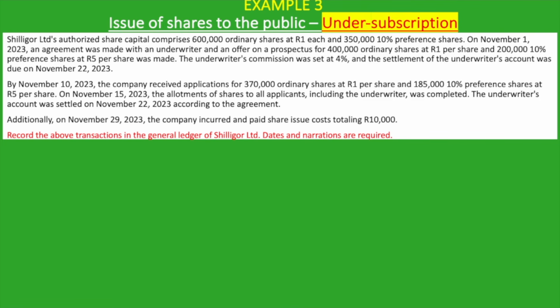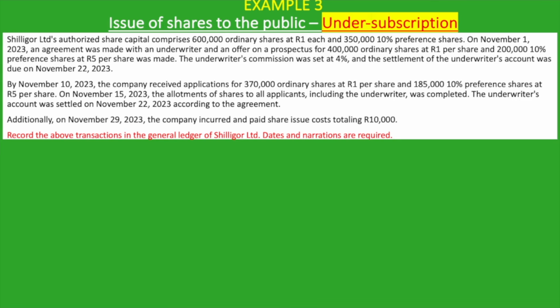Sheligo Limited's authorized share capital comprises 600,000 ordinary shares at R2 each and 350,000 10% preference shares. On 1 November 2023, an agreement was made with an underwriter and an offer on a prospectus for 400,000 ordinary shares at R1 per share and 200,000 10% preference shares at R5 per share was made. So this agreement was made with an underwriter that we're issuing 400,000 ordinary shares and 200,000 preference shares at their respective prices. The underwriter's commission was set at 4%, and the settlement of the underwriter's account was due on November 22, 2023.